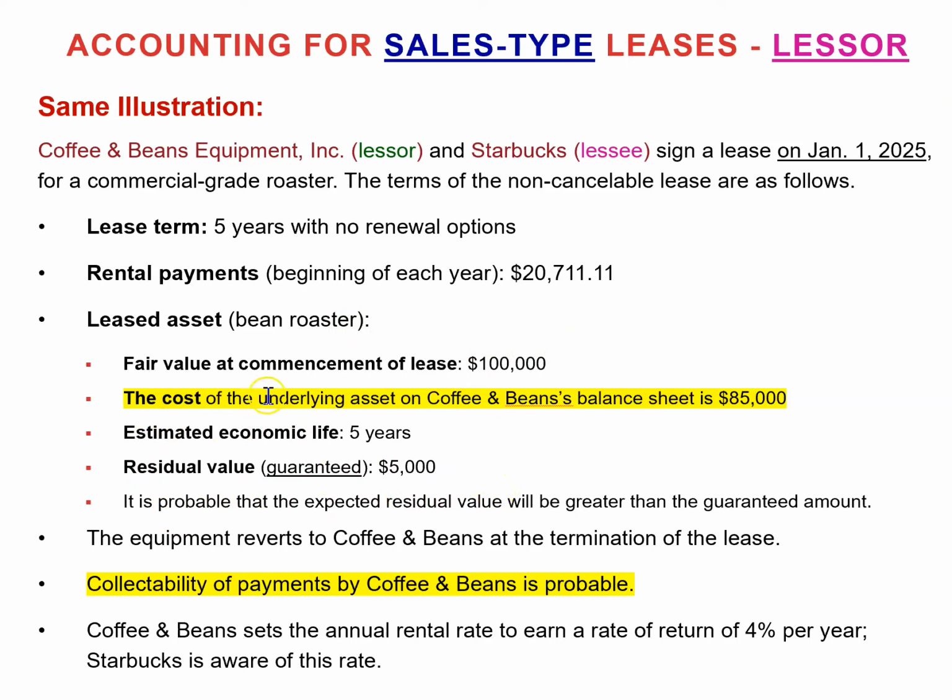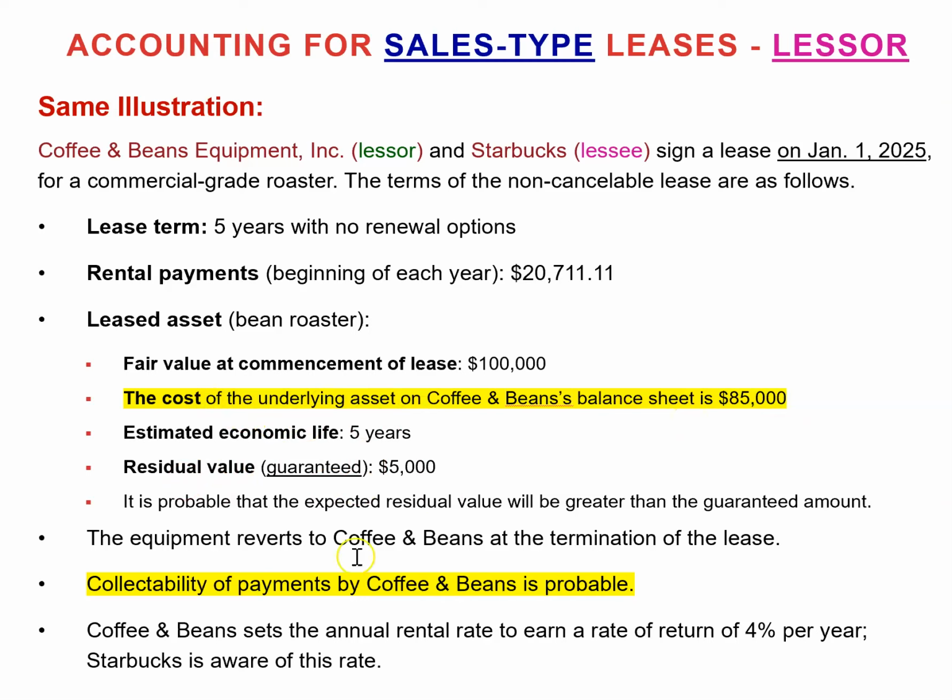So you just have a little more information about the leased asset: the cost of that asset, the roaster that is being leased, is $85,000. Remember, for a sales type lease, the lessor will record a sale, and that's why they need to record the cost of goods sold, or they need to know the cost of that asset.